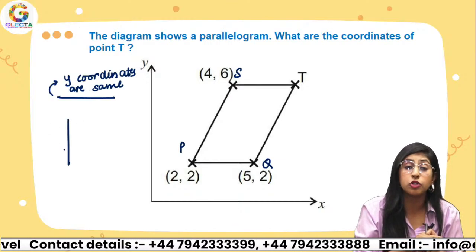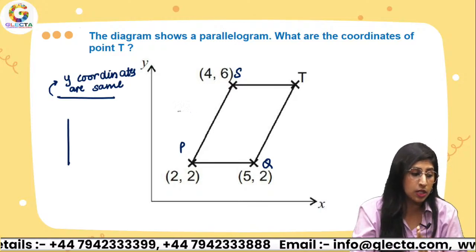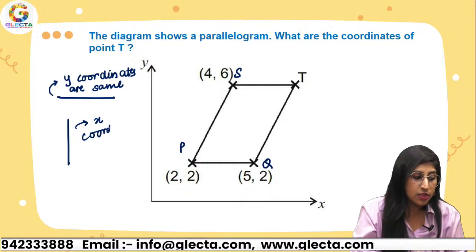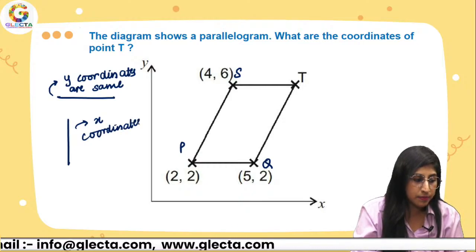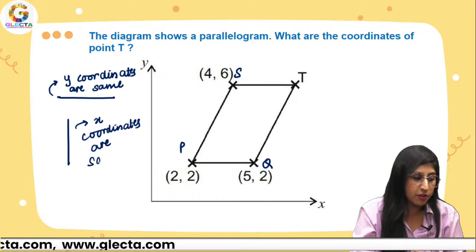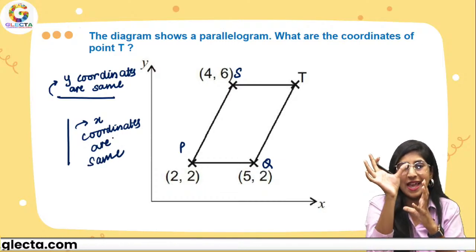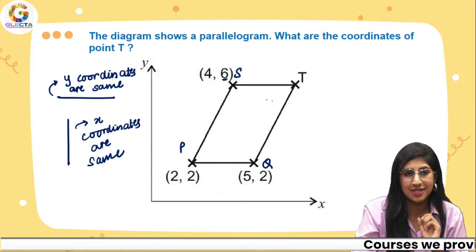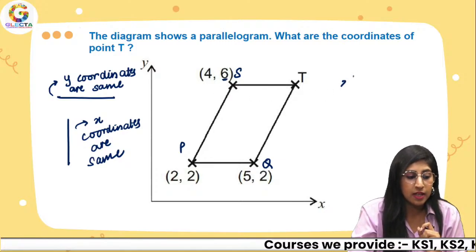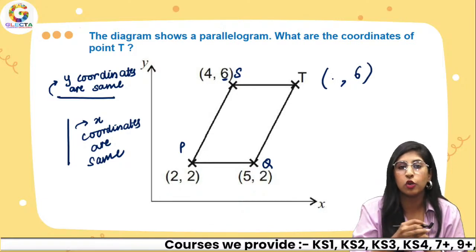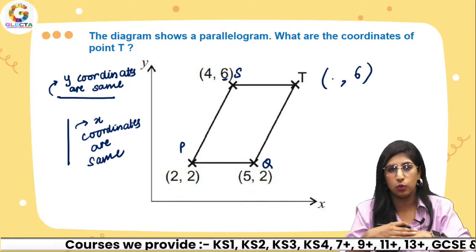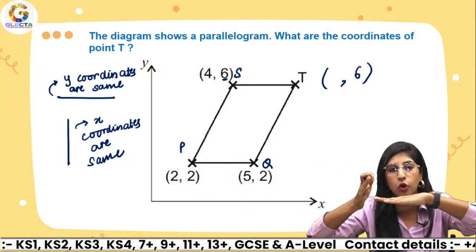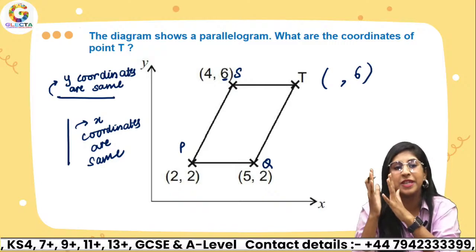And if I'm talking about a vertical line, in that case, the x coordinates always remain the same. So over here, just see the S and T coordinates. The y coordinate is 6. So I can say that over here also the y coordinate is going to stay as 6 only. It's in the same line, right? So it will be 6. Y coordinate, that is the second number, would be 6.